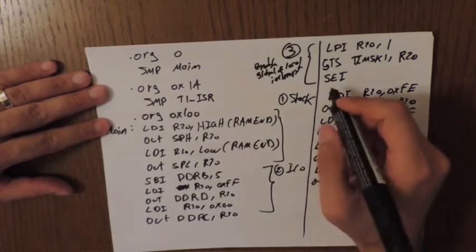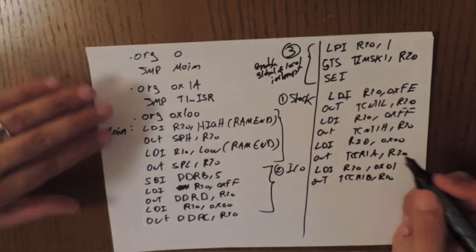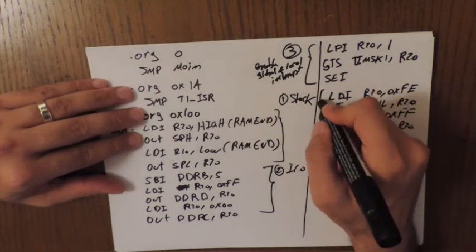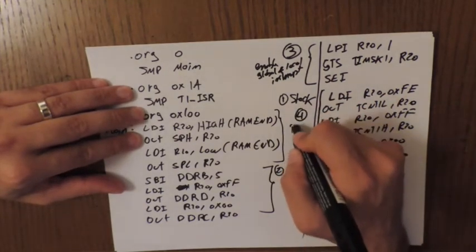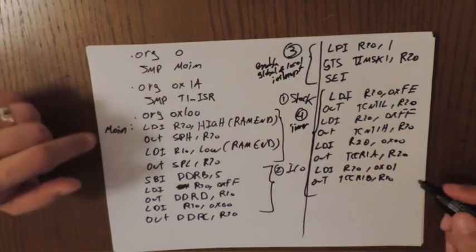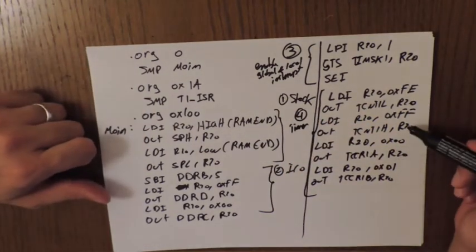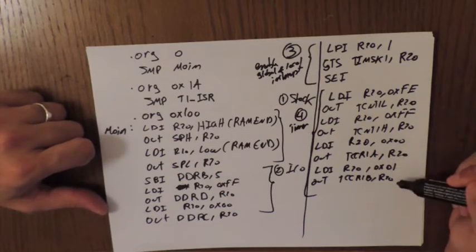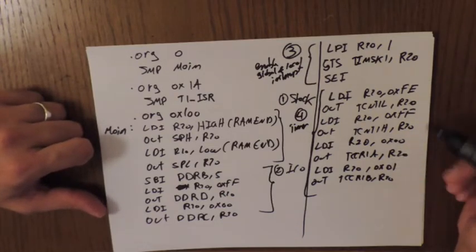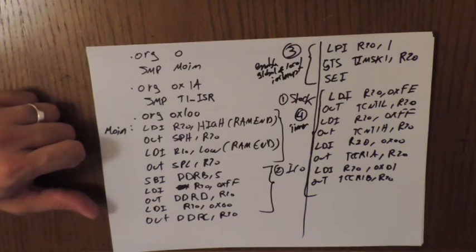So this is the 4th step. The 4th step here is timer operations. So this is all from the previous chapter. This is how you configure the timer and you start it.